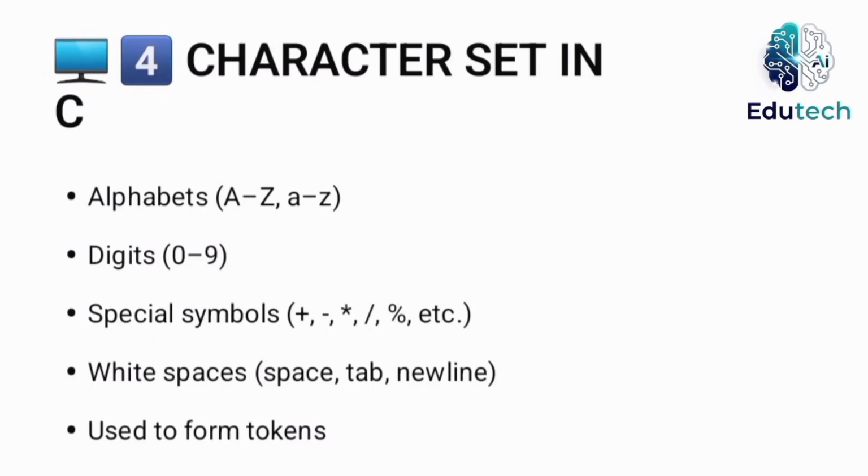Character set in C. The character set in C refers to all the valid characters that can be used to write a C program. These characters are used to form words, numbers, expressions, and statements. The character set includes alphabets from capital A to Z and small letter a to z, digits from 0 to 9, special symbols like plus, minus, multiplication, division, percentage, brackets, braces, semicolon, and many others. It also includes whitespace characters such as space, tab, and new line. These characters together form the building blocks of a C program. Without understanding the character set, we cannot properly write identifiers, constants, and expressions.